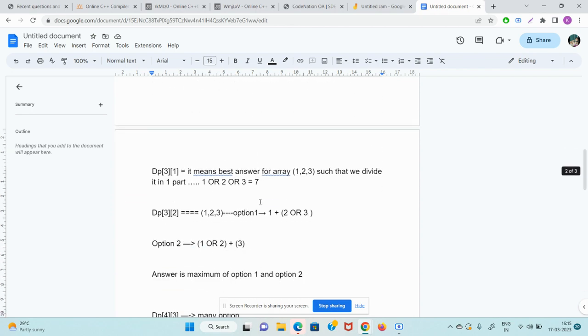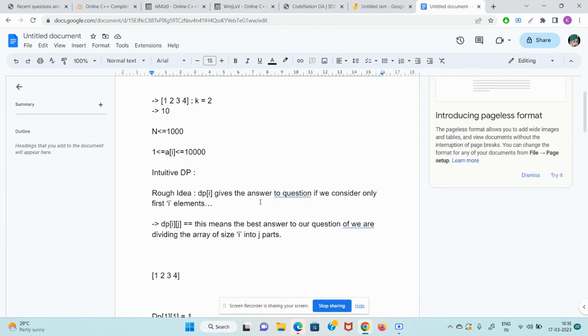Always remember, in DP problems, the meaning of the state should be very clear. First I discussed dp[i], then I advanced the state depending on the requirement. So dp[i][j] is nothing but the best answer to our question if we are dividing the array of size i into j parts. Now guys, let's think of the transitions you can do.